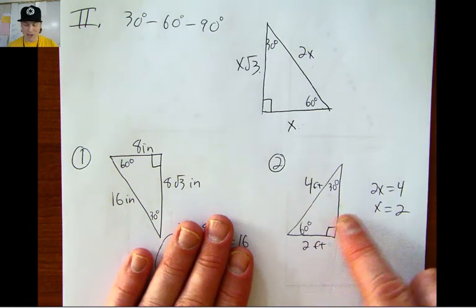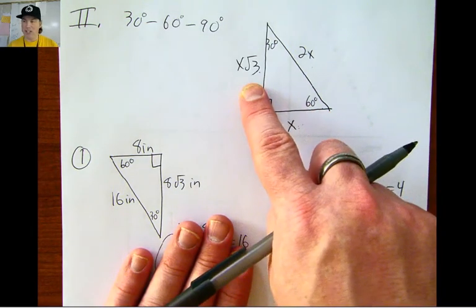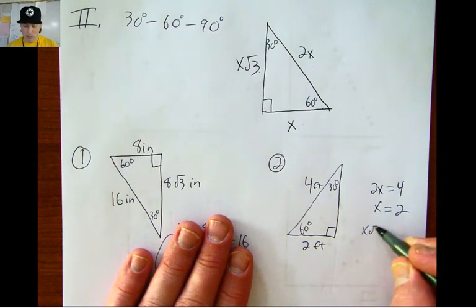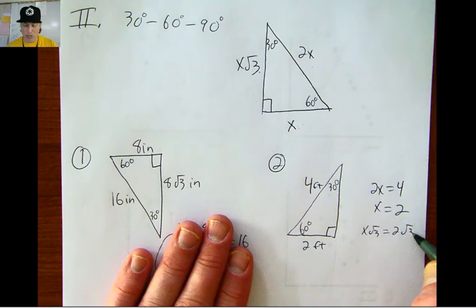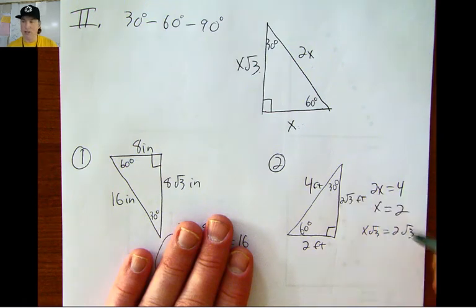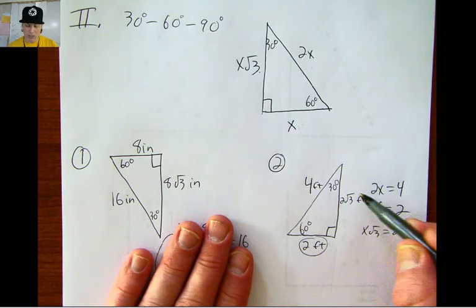And then to get to the side opposite the 60, that's like you're multiplying by root 3. So if I took this equation and multiplied both sides by root 3, x root 3 is equal to 2 root 3. So this side right here is 2 root 3 feet. And those are my answers to this question.